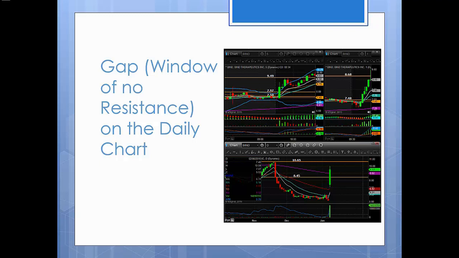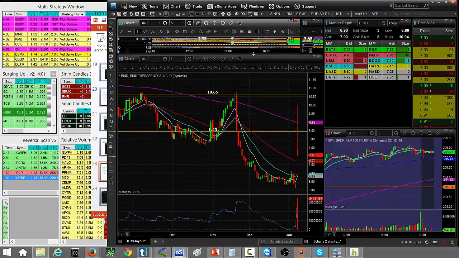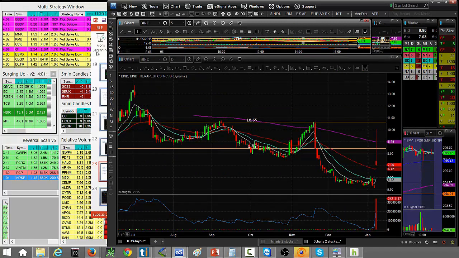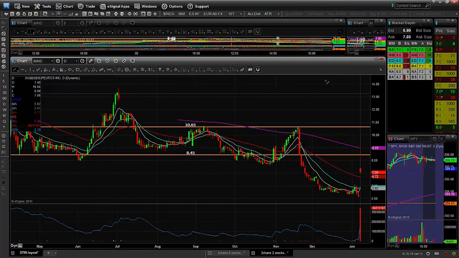So to answer your question, when I draw a trend line, do I draw it on the daily time frame? And the answer to that is yes. I use trend lines on both the daily time frame and intraday charts. So let's look at this chart on Bind here. We'll go full screen on this.